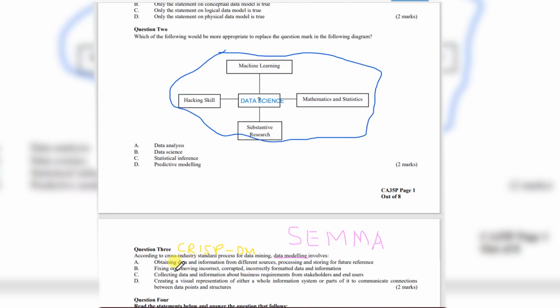What is data modeling? A, obtaining data and information from different sources, processing and storing for future reference. This definitely is not data modeling. Cross it. B, fixing or removing corrupted, incorrectly formatted data. This sounds like data cleaning. It's not data modeling. Cross it. C, collecting data and information about business requirements. Now this one, C, is part of data modeling, because we saw the first phase is the conceptual data model. This is one element of data modeling. It is not complete, so do away with it.